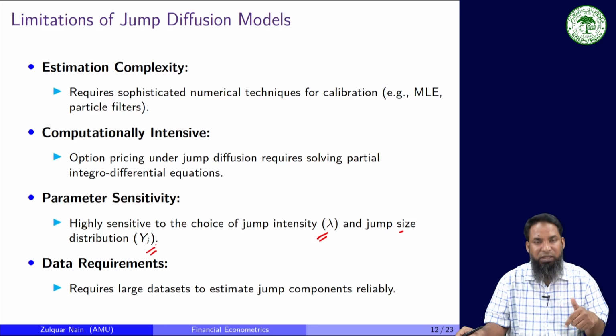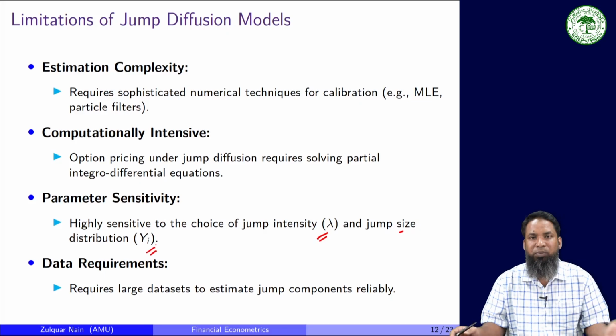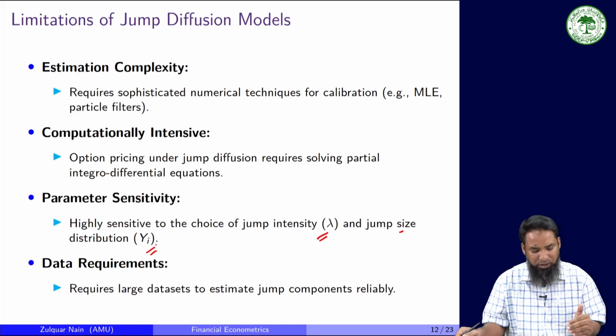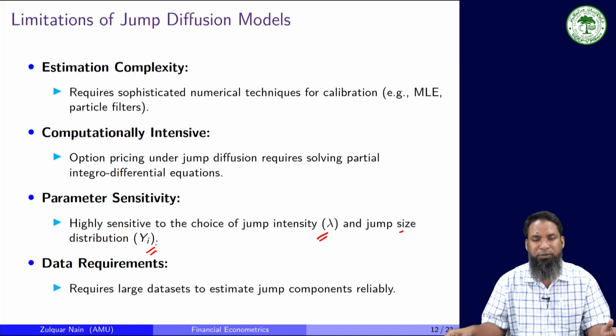Moreover, in this case we need a large data set to estimate the jump components reliably. However, in modern times this data requirement is no longer a limitation, because we have lots of data and high frequency data. So in such cases, the data requirement is now, most of the time, not a limitation of this model.